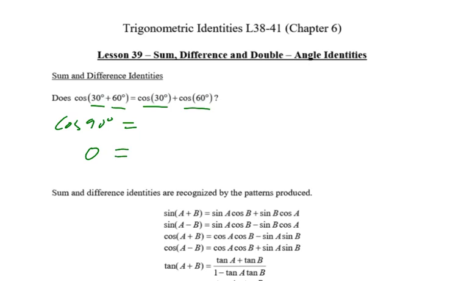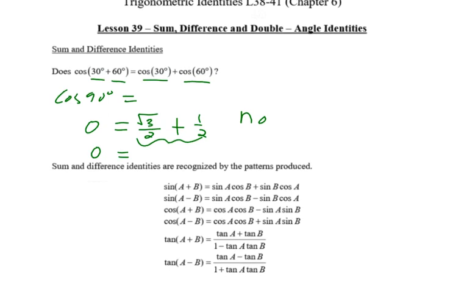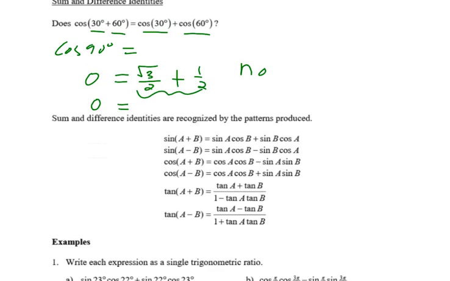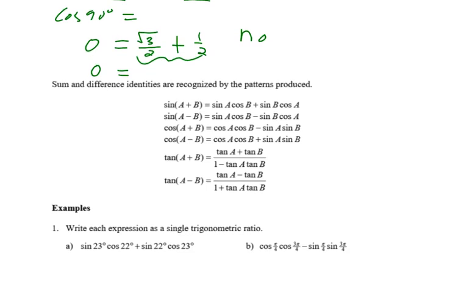Then cos 30 is actually root 3 over 2 if you look at the unit circle, and cos 60 is a half. So that side won't give me 0. This side is 0, so no. I don't know why we started with that, but just to show you that pattern doesn't work. But we do have some other patterns that do actually work.